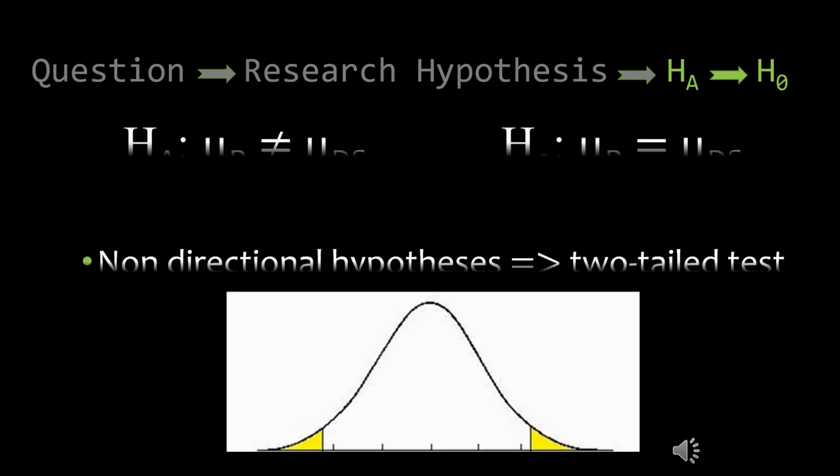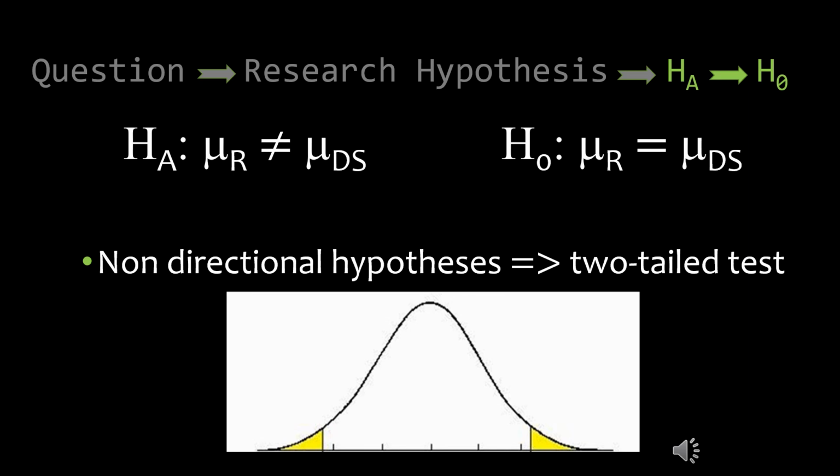And from the research hypothesis, we formed two statistical hypotheses. The alternative hypothesis, which corresponded to the research hypothesis, postulated that mu-r and mu-ds were different, and the null hypothesis, which was everything that the alternative hypothesis was not. The null hypothesis postulated that mu-r and mu-ds were exactly the same. We know that this is a non-directional hypothesis because the question has to do with differences. And we know that a non-directional hypothesis results in a two-tailed test.